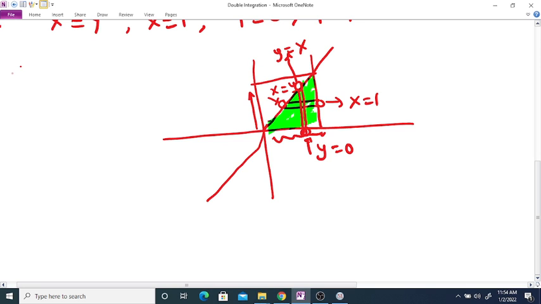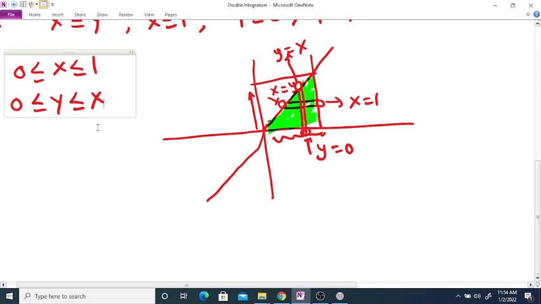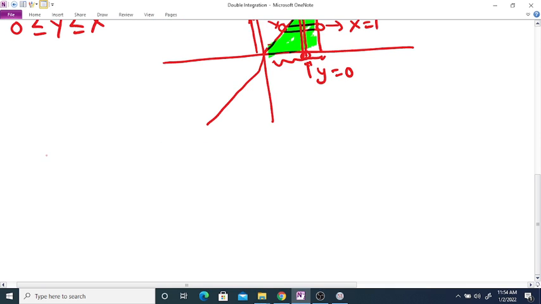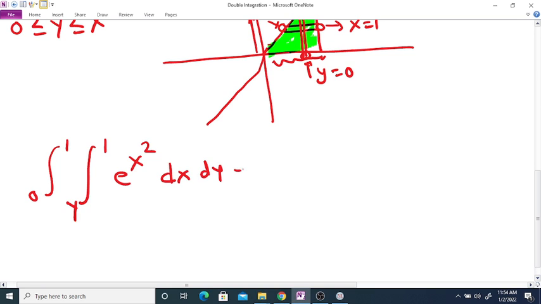So the new limits of integration are 0 less than or equal to x less than or equal to 1, and 0 less than or equal to y less than or equal to x, and therefore the integration from 0 to 1, y to 1, e raised to x square dx dy is equal to the integration from 0 to 1, 0 to x, e raised to x square dy dx.